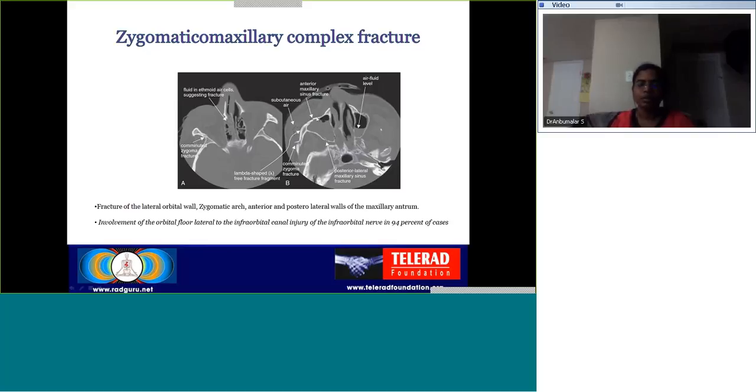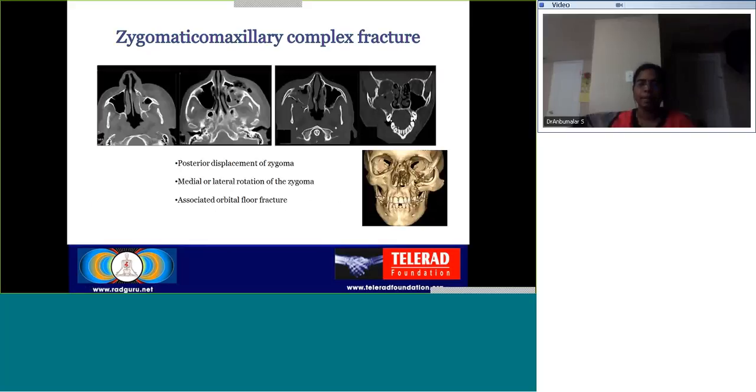So in all these components, the infraorbital canal can be injured. So thereby the infraorbital nerve is injured in most of the complex fractures. This fracture, the most important thing we have to report is the zygoma position. That is, the zygoma, once it gets separated, has a lambda-shaped appearance.